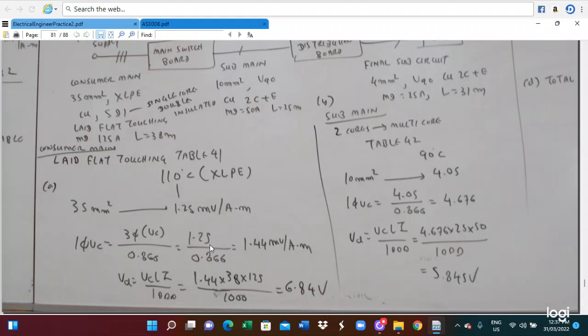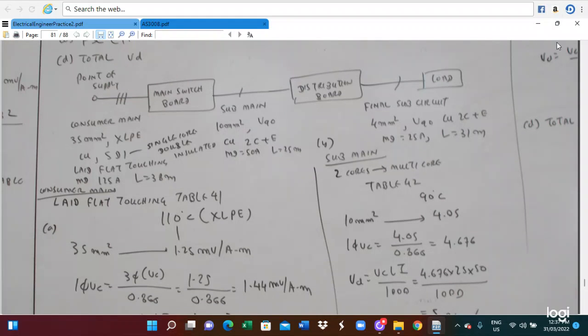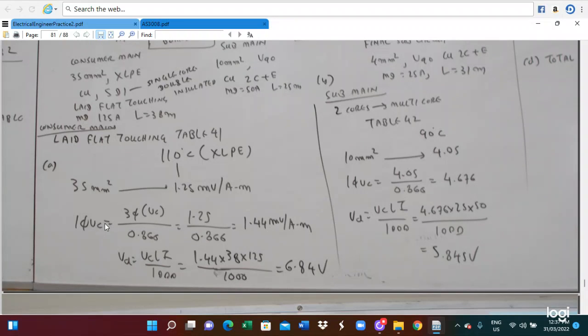But this is for the 3-phase VC. What we need is a single phase VC, because we have to utilize it as a single phase system. So the single phase VC is the 3-phase VC divided by 0.86, that is the formula. So 1.25 divided by 0.86 is 1.45 millivolt per ampere meter. So this 1.45 we substitute in VC.